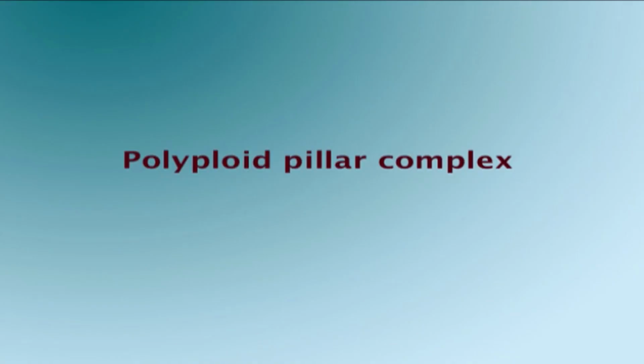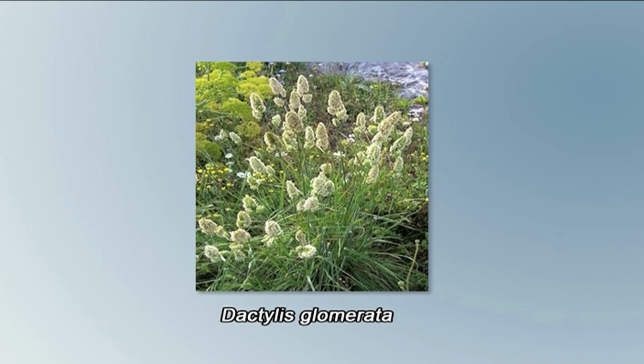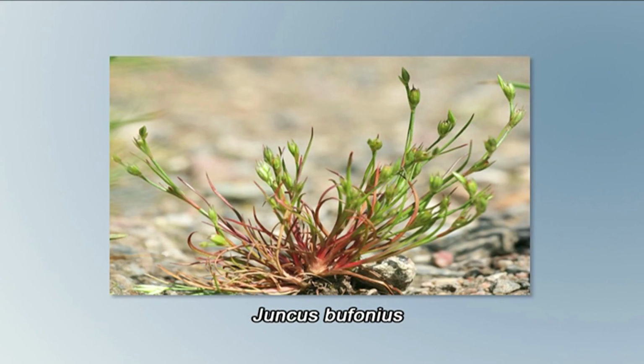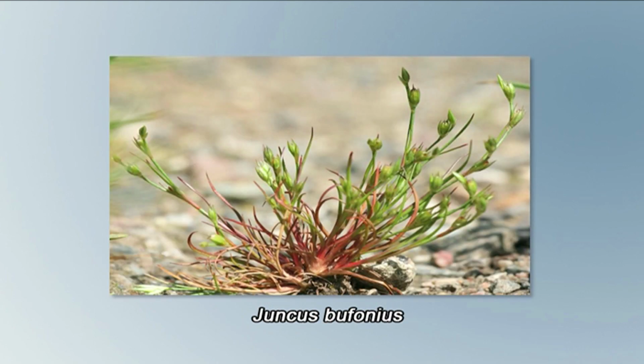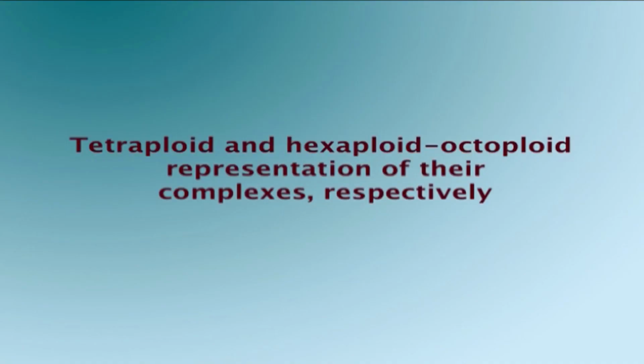Such a situation is described as a polyploid pillar complex, and examples are to be seen in the Dactylis glomerata and Juncus bufonius complexes. The names Dactylis glomerata and Juncus bufonius strictly refer to the tetraploid and hexaploid, octoploid representatives of their complexes respectively. In both cases, a number of diploid species can be segregated from them.